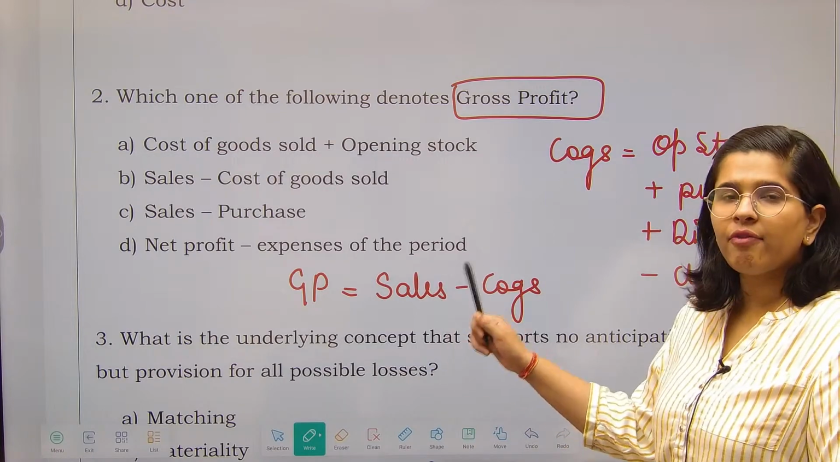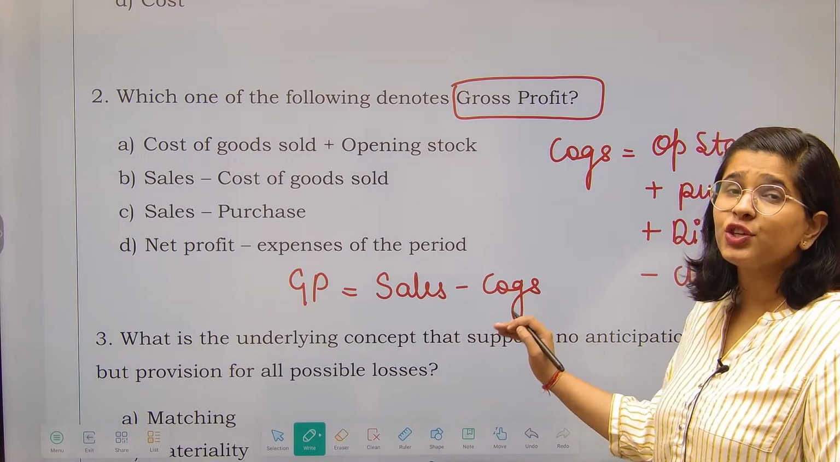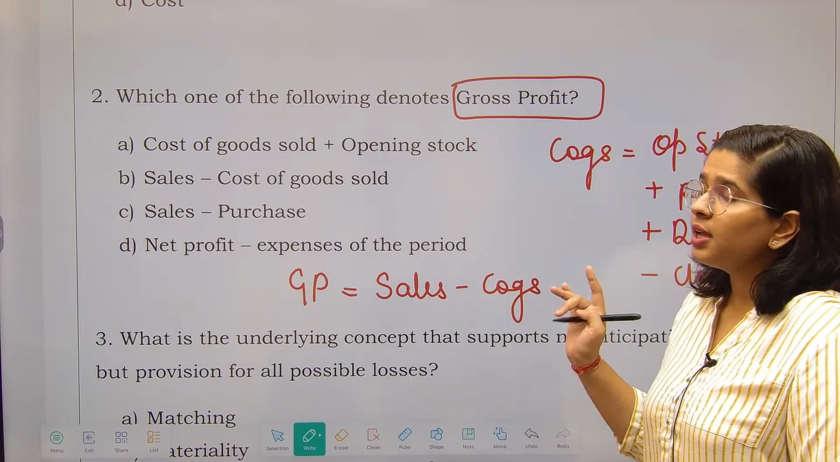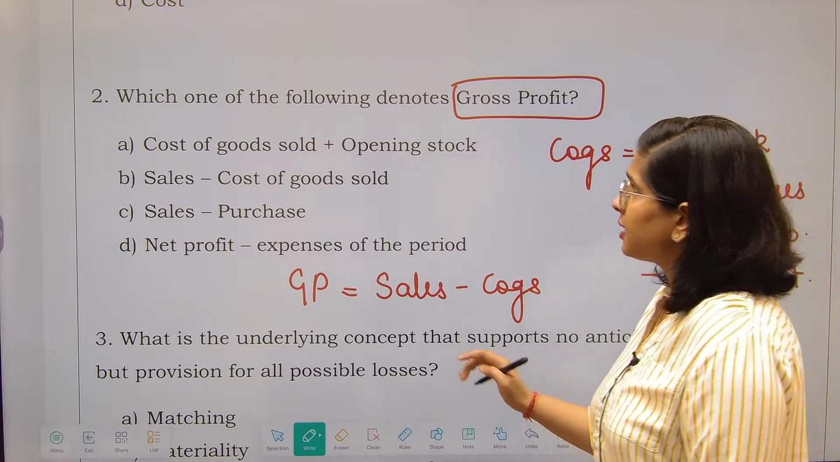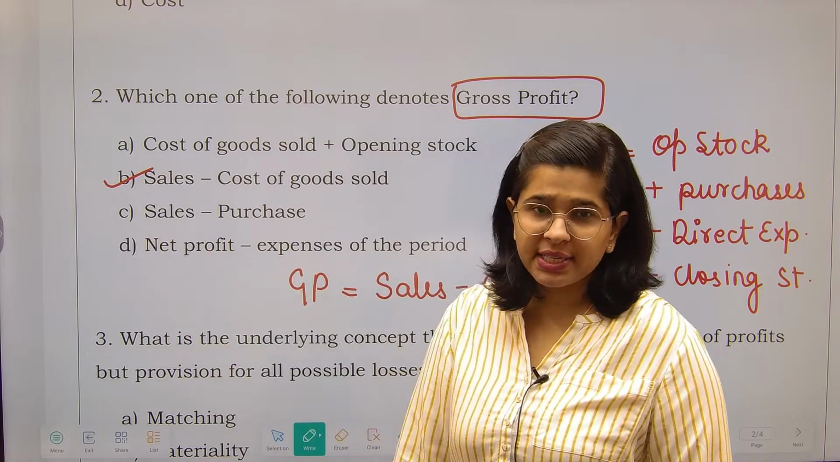Whatever revenue you have earned during the year, you are going to deduct the amount of expenses you have incurred in order to produce it. So sales minus COGS is the correct answer, and this is how gross profit is denoted. Now let us look at the other options as well.